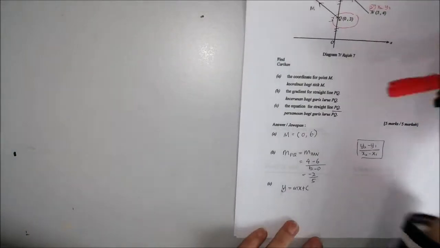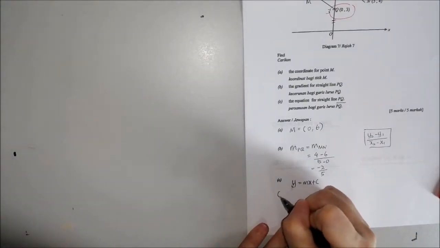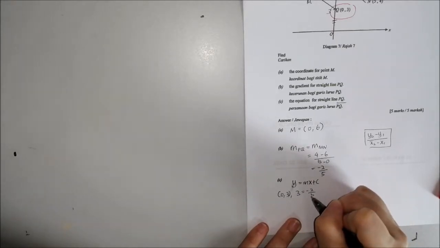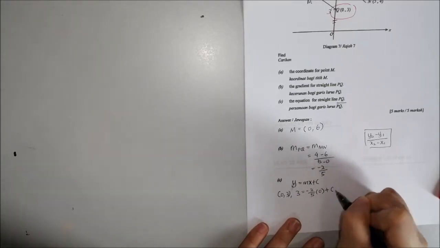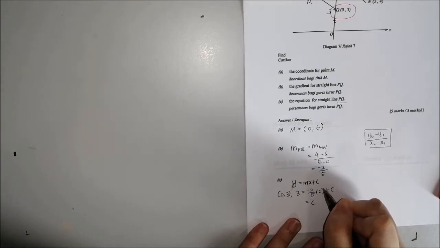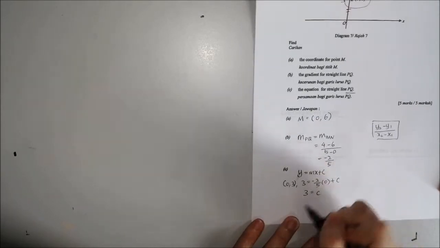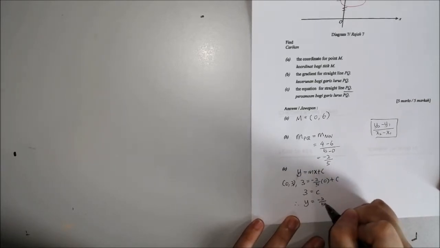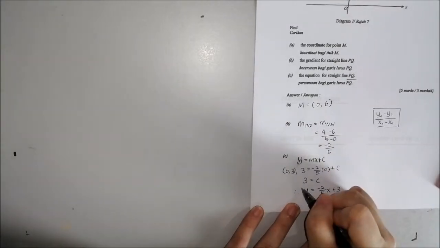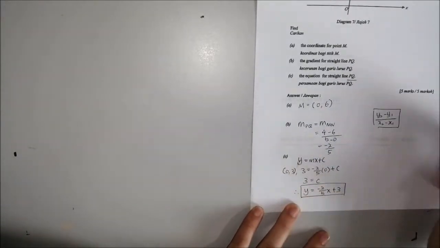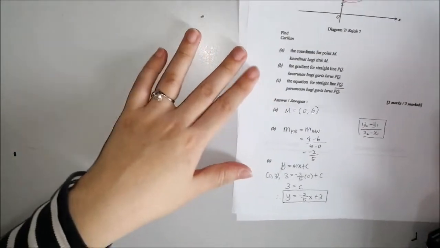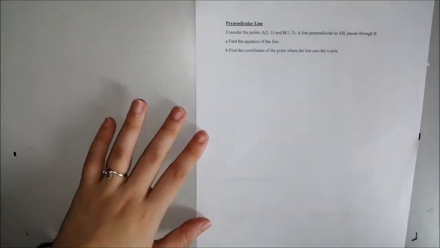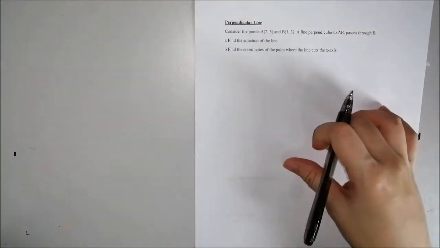So we use the coordinate of Q. So coordinate of Q is 0, 3. So y is 3, m is negative 2 over 5, x is 0 plus c. So this one cut, no more already. C is equals to 3. Thus, y equals to negative 2 over 5x plus 3. This is my final answer. Okay, finish. 1 minute, finish one question for 5 marks. Okay, so now let's do perpendicular line.